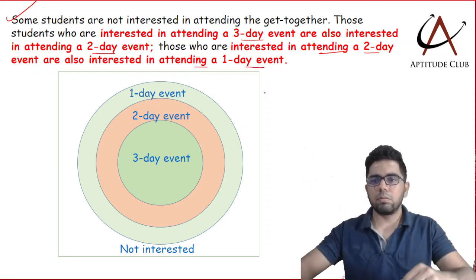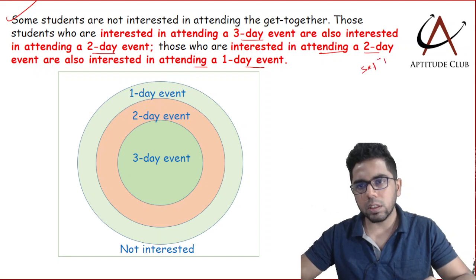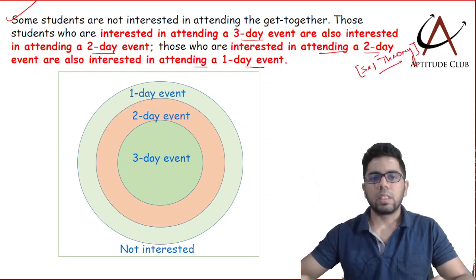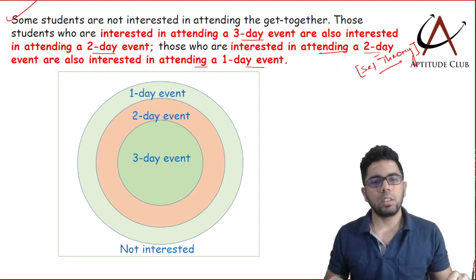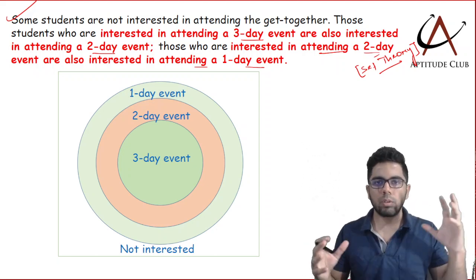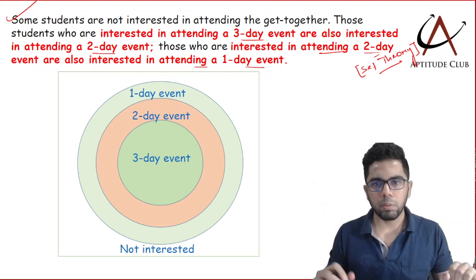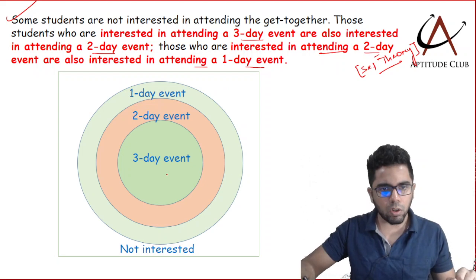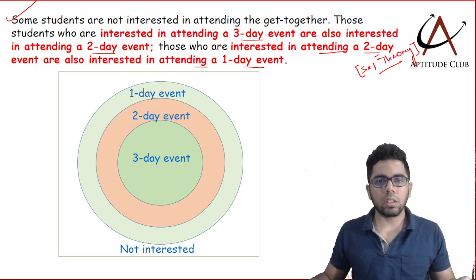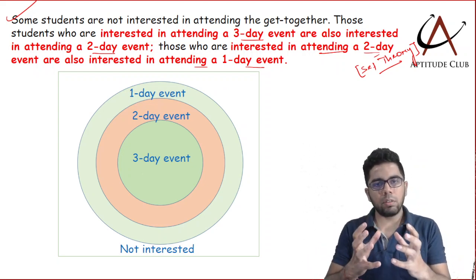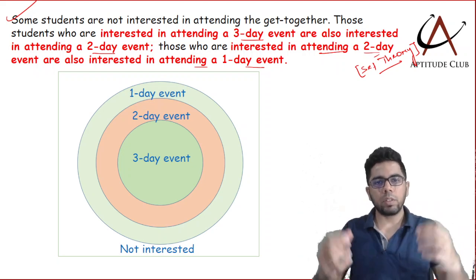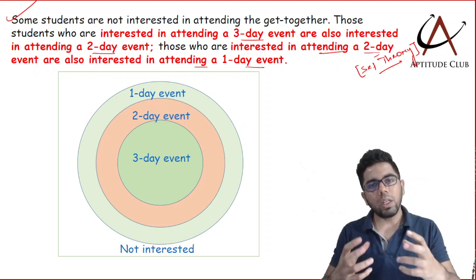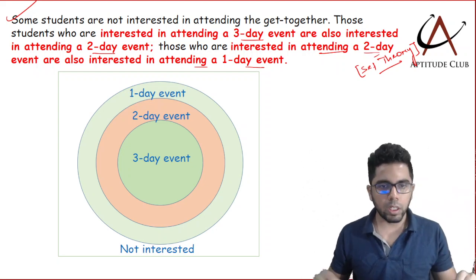So this clarifies that this is kind of a set theory question. Set theory, number crunching, something on those lines. Not exactly principles of set theory, where union and intersection would be applied, but kind of set work you will have to do. And I have drawn concentric circles. Why concentric circles? Because those in the 3-day event are also interested in the 2-day event. So the 3-day event is like a subset of the 2-day event. Similarly, the 2-day event is like a subset of the 1-day event.